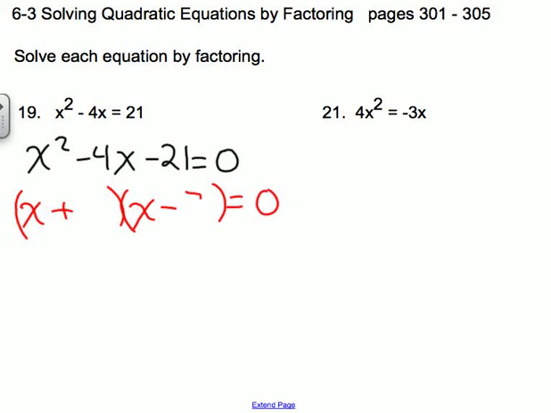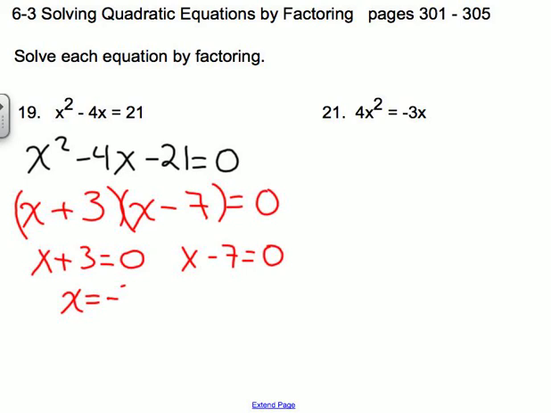So I'm going to put the 7 with the minus, put the 3 with the plus, and do a quick check with your FOIL. I get an x squared, a negative 7x, a positive 3x, which gives my negative 4x, and then 3 times negative 7 is negative 21. It checks. Now that I have it factored, I take each of the factors and set them equal to 0, and solve it. Adding a negative 3 to both sides, I get x equals negative 3. Adding a 7 to both sides, I get x equals 7. So my solutions would be negative 3 and 7 for that problem. Plug them in, check it, make sure it works.